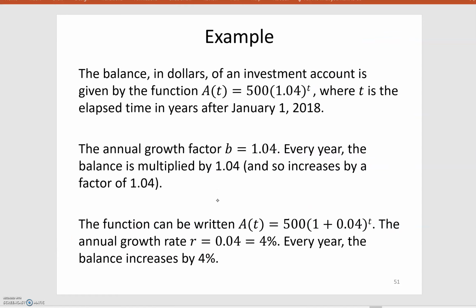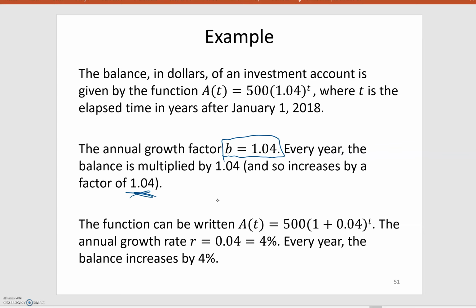All right, so I want to look at that investment account model that we were using a moment ago. This is the same function that we had just a second ago, and let's break it down. The annual growth factor, as we noted already, is 1.04. So every year the balance gets multiplied by 1.04. That's what a growth factor means. It increases by a factor of 1.04.